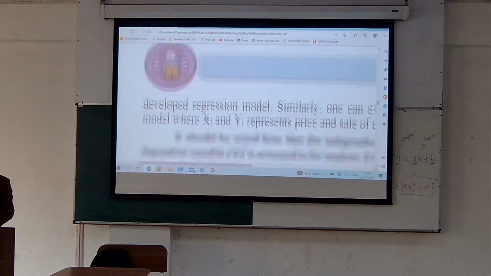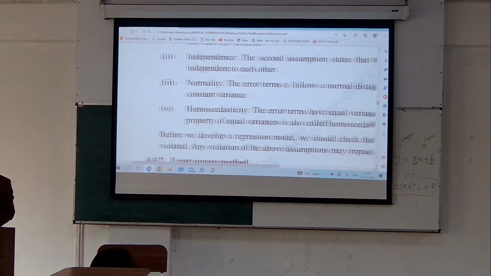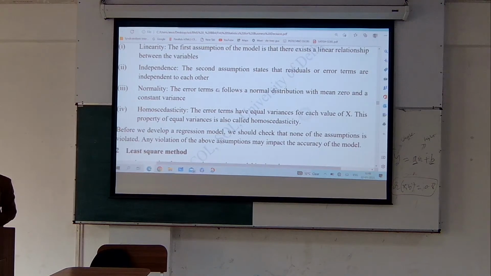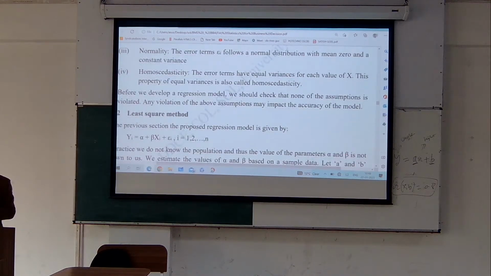Okay. Next assumption is normality. The error terms follow a normal distribution with mean 0 and constant variance. This we have to assume. Similarly, homoscedasticity, that means all the error terms have equal variance. So this is called homoscedasticity. These four assumptions should be met, only then you can develop your linear regression model. So if someone asks you what are the assumptions for a linear model, you should mention these.